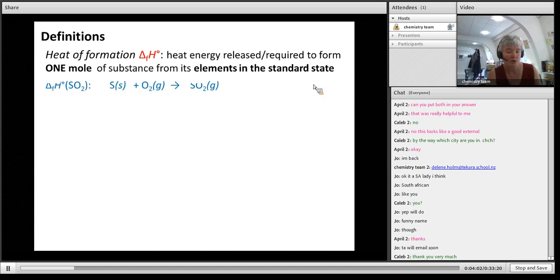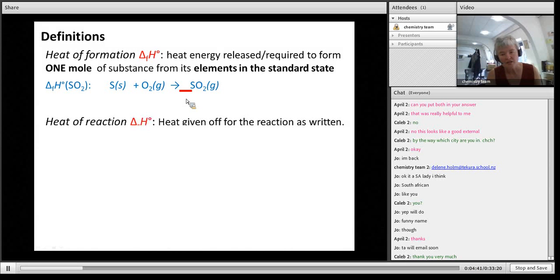So here's an example of the heat of formation for sulfur dioxide. So I have 1 mole of it, so there's 1 in front of the SO2 on the right-hand side, and the elements in their standard states on the left-hand side. So sulfur is a solid at room temperature and atmospheric pressure. Oxygen is a gas at room temperature, and oxygen is also the common allotrope. The other allotrope is ozone, but that's not the stable form. So we use oxygen in the gaseous form. And that's just to highlight the fact it's always 1.